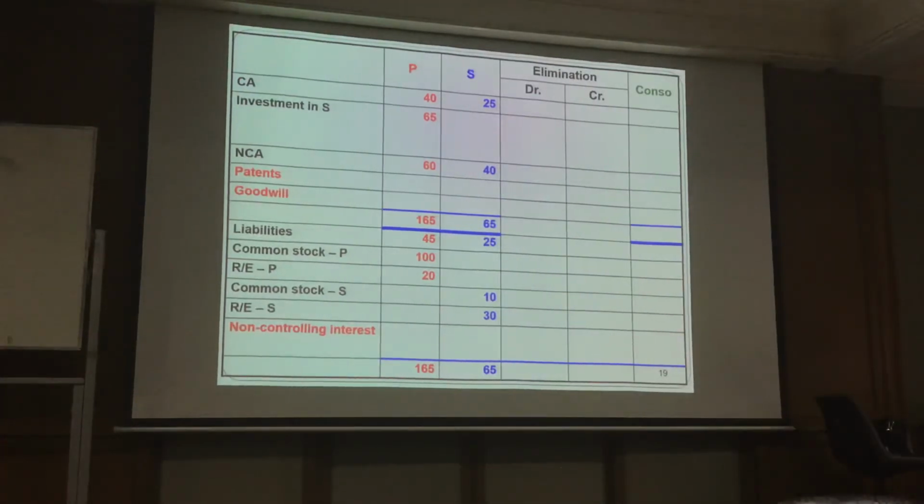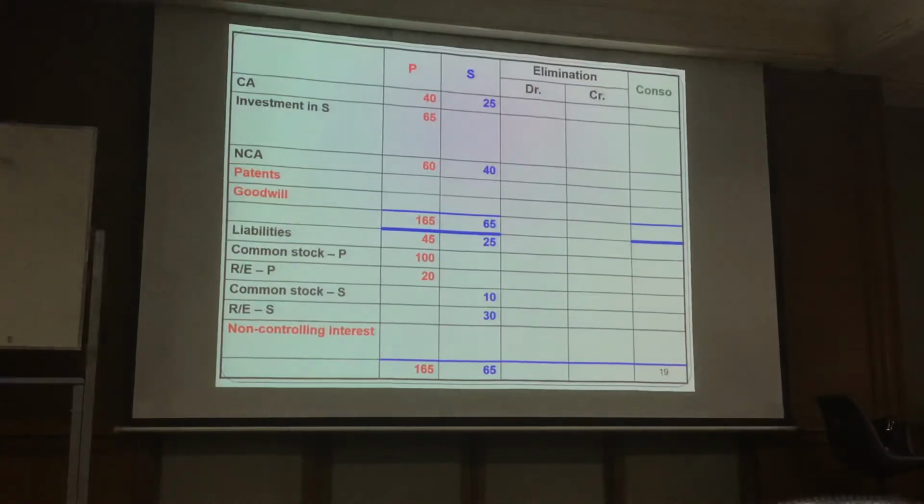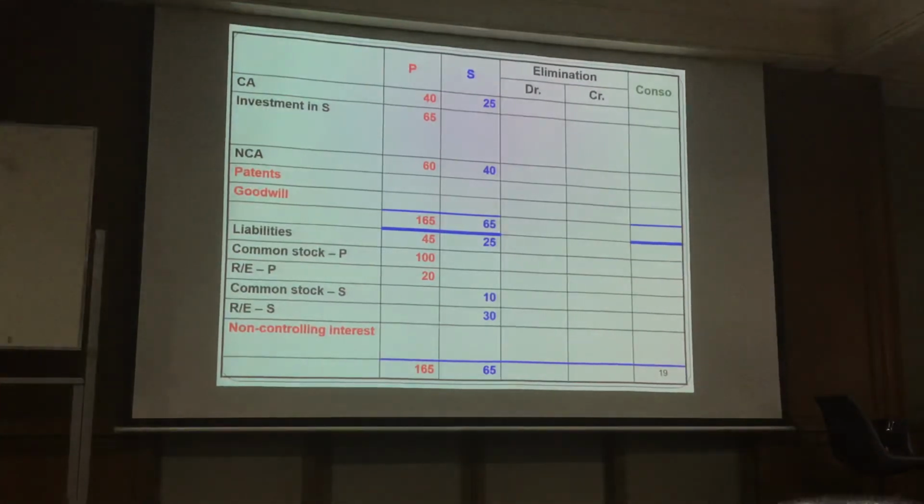Okay, I'll go with the parent first. Parents, asset 40. Investment in subsidiary, this is my asset too, right? Because when I pay for them, I debit investment, I credit cash to them, right? Actually to the owners, for 65. This is the amount I pay based on the example. Non-current asset from my company, which is parent, is 60. Clear? So the total asset I got is 165.